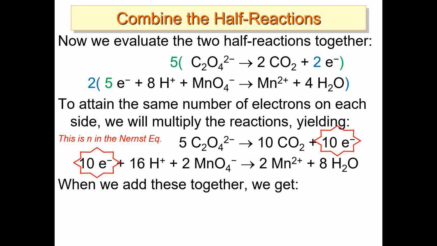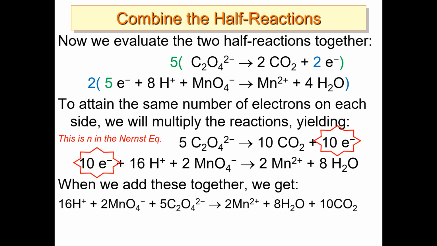And so then we add these together, and we get this total reaction. Notice there's no electrons in the end result because they've canceled each other out. That's the purpose of balancing the electrons. So we check our work with charges. We have a +16 from the hydrogens, -2 from the 2 permanganates, and -10 from the oxalate. And then on the right, we just have a +4. So that all checks out.